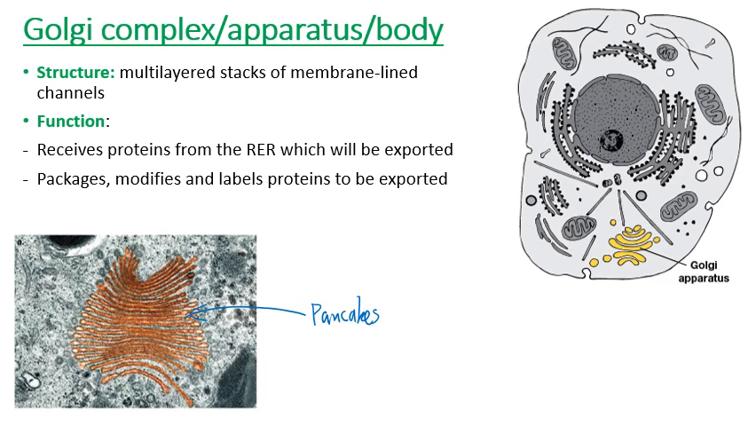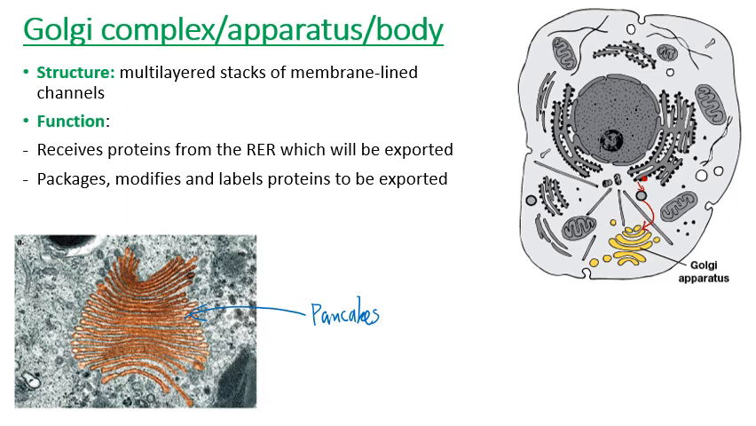And they're not pancakes, they're multiple layers of membranes, and they're channels, so they're hollow on the inside. The function of the Golgi apparatus is basically like a post office, or like the Amazon warehouse. They receive the proteins that come from the rough endoplasmic reticulum, and the proteins get carried in vesicles.